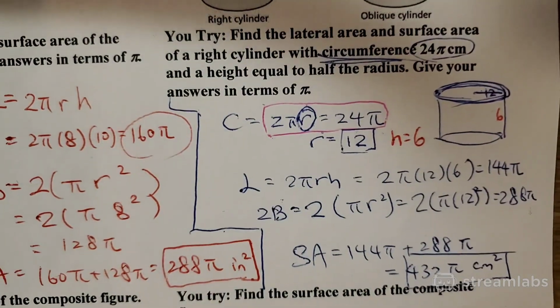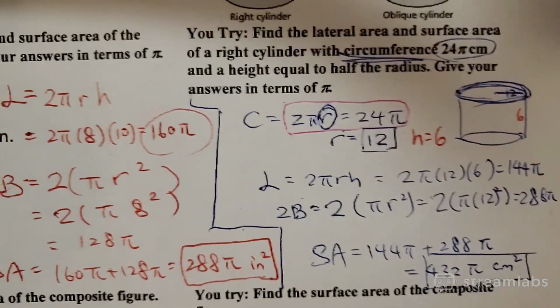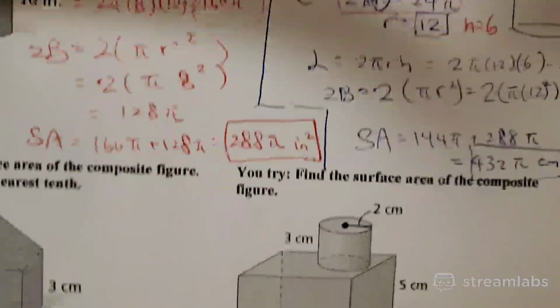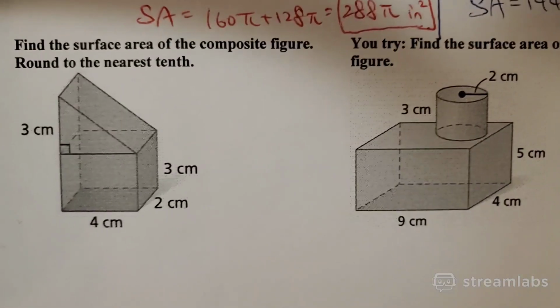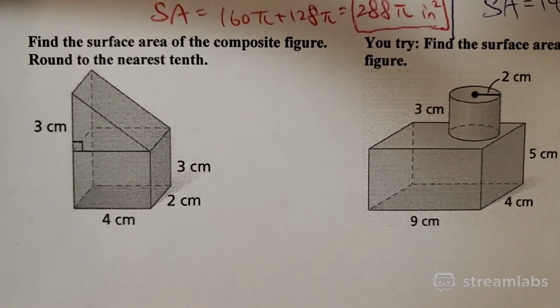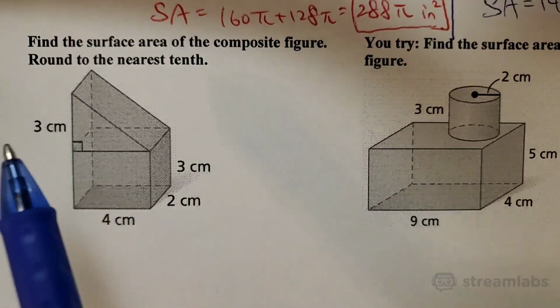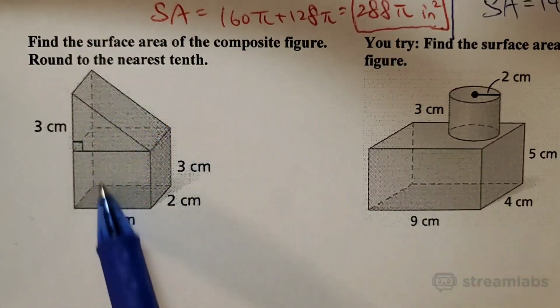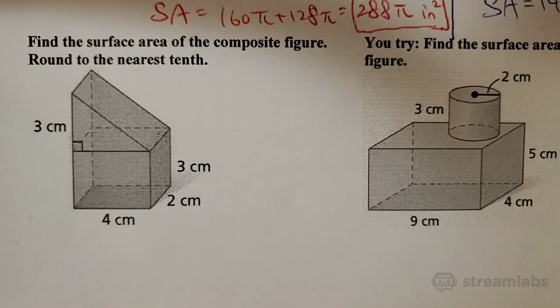Now the last part is the most interesting part. It's called composite figure. Remember, composite figure is when you have multiple polyhedrons or multiple different solids that make a new solid, right? Volume is really simple because we just find volumes individually and then add them up. Surface area is not exactly that. Can you tell me why that might not be the case?